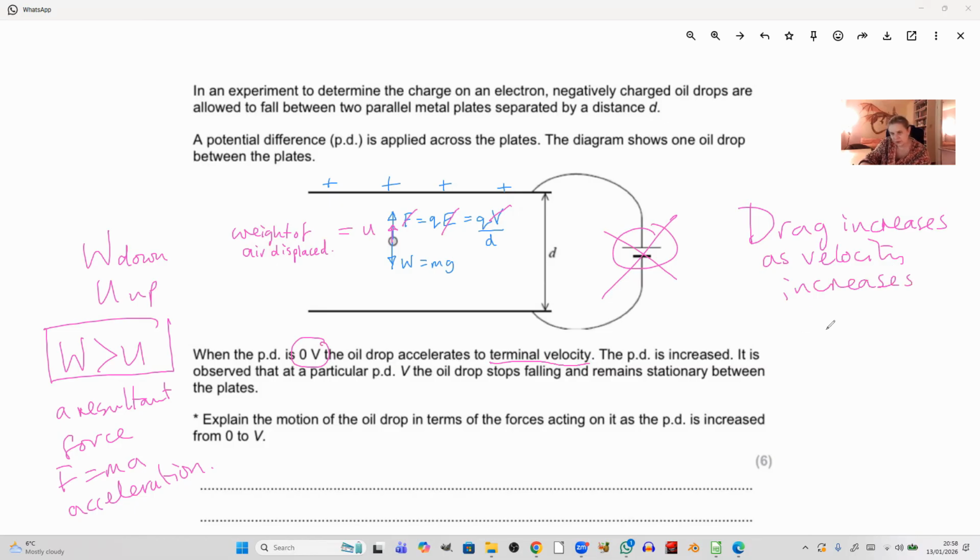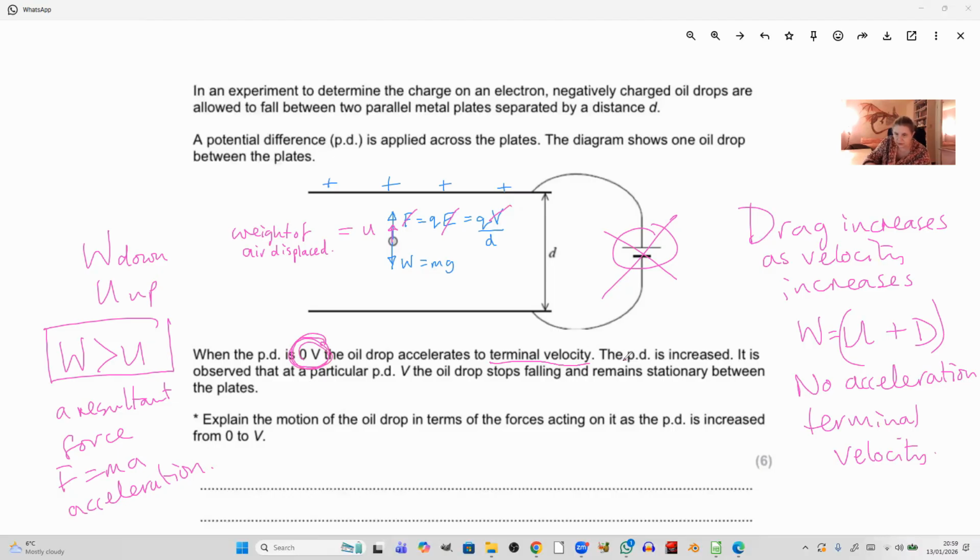Until, right, so can we write an equation? Can you see that W is down and we've got upthrust and drag up, and when those are equal to each other, can you see that we're going to end up with no acceleration, because F is 0, so a is 0, and you get terminal velocity. Right, now, that's when the potential difference is 0.